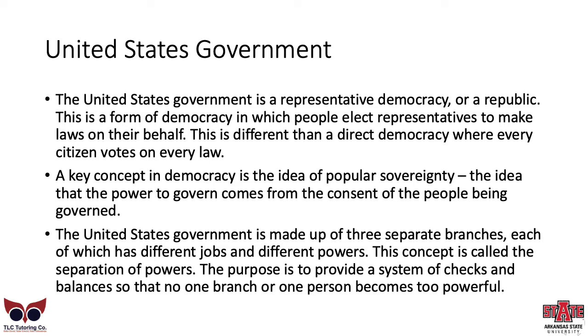A key concept in democracy is the idea of popular sovereignty, the idea that the power to govern comes from the consent of the people being governed. The United States government is made up of 3 separate branches, each of which has different jobs and different powers. This concept is called the separation of powers. The purpose is to provide a system of checks and balances so that no one branch or one person becomes too powerful.